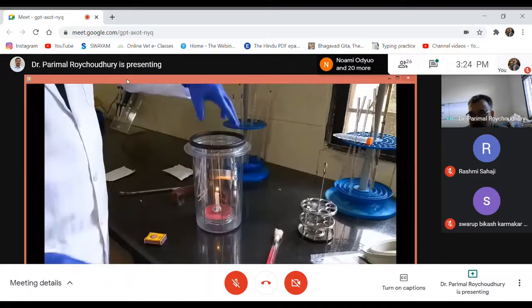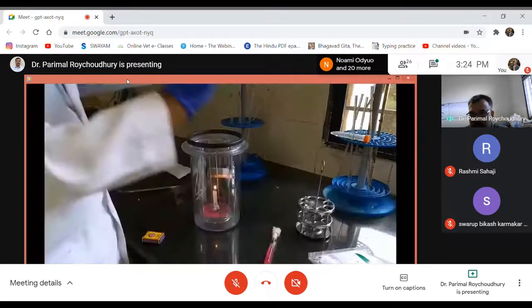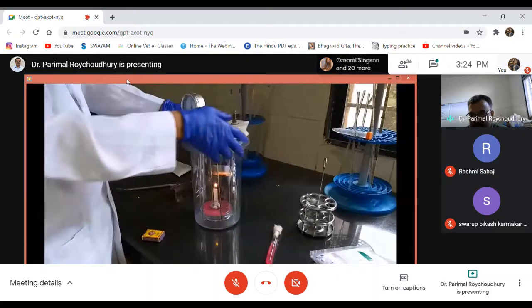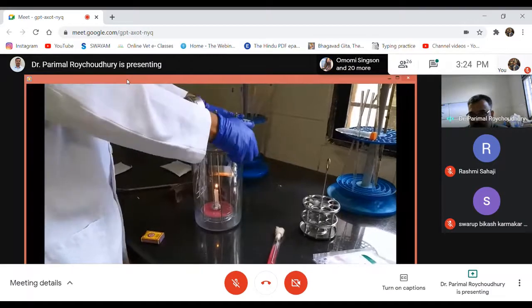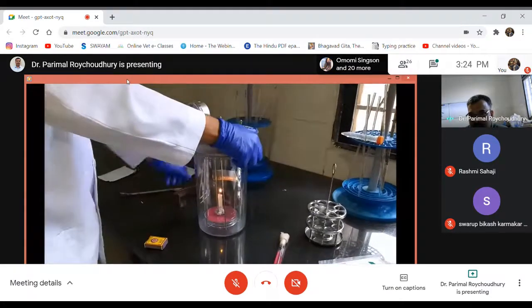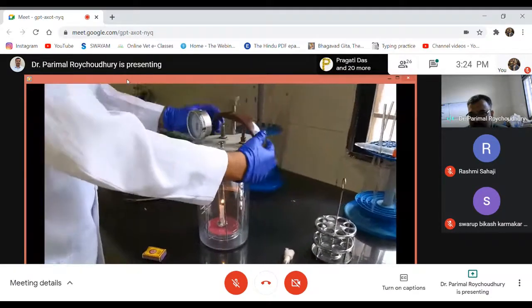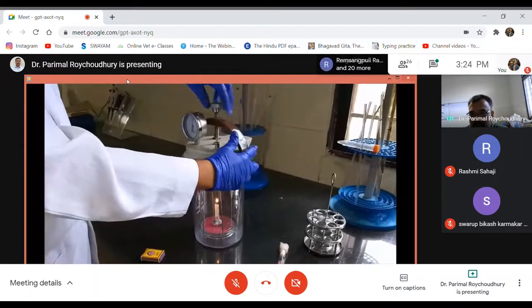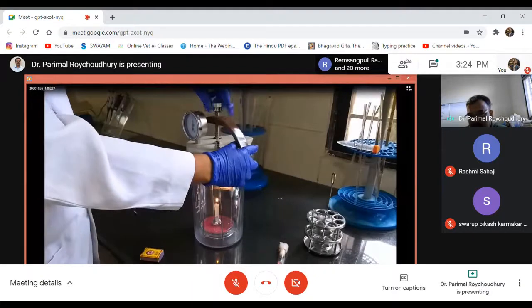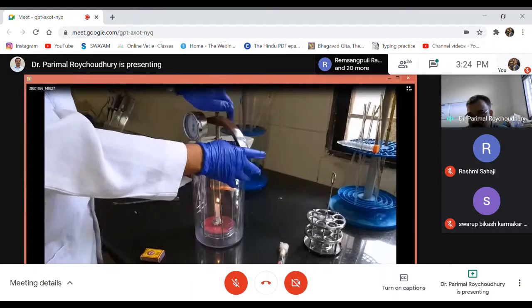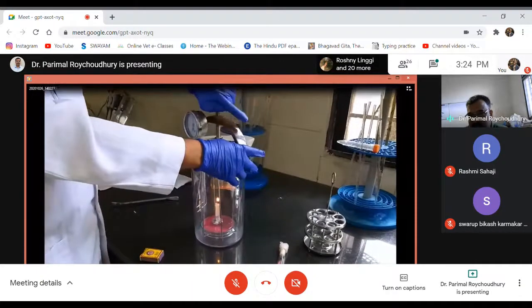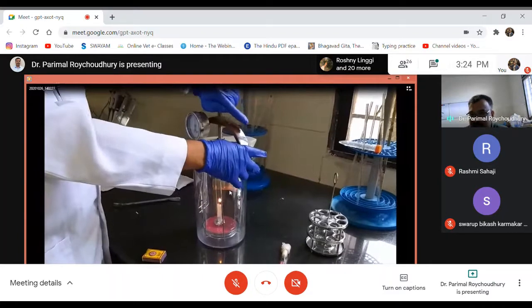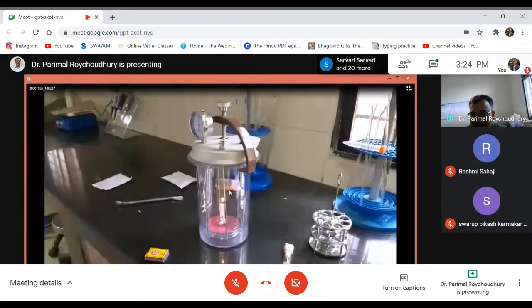Okay. Then what we'll do, we'll close this lid tightly. So we'll close it and then we'll screw it tight, so that no air leaks. So what will happen? This candle will burn all the oxygen inside this chamber, and carbon dioxide will be released.